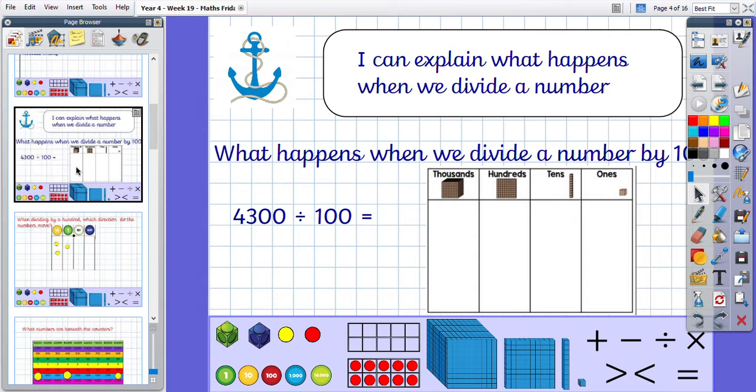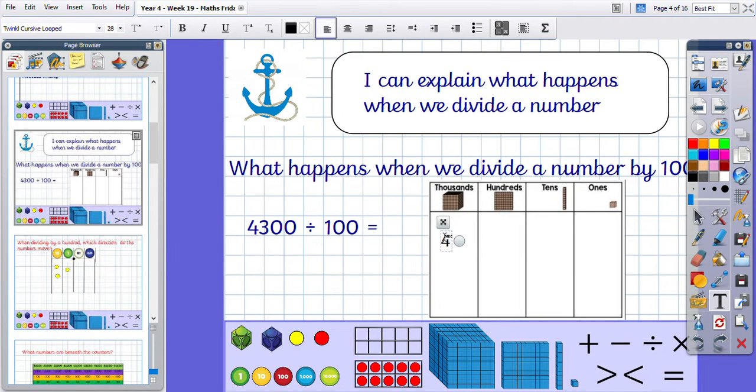So our anchor task then, thinking about division. What happens when we divide a number by 100? So pause the video and have a think. What would happen to this number when we divide it by 100? Okay, so hopefully you remembered that when we divide by 100, our number is getting 100 times smaller.